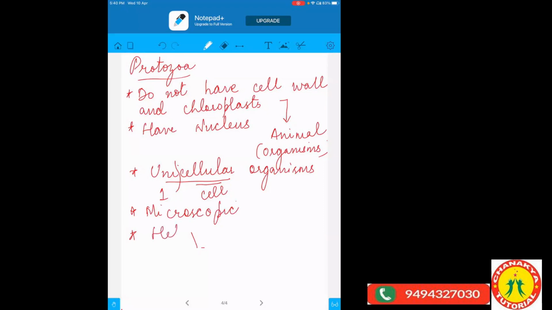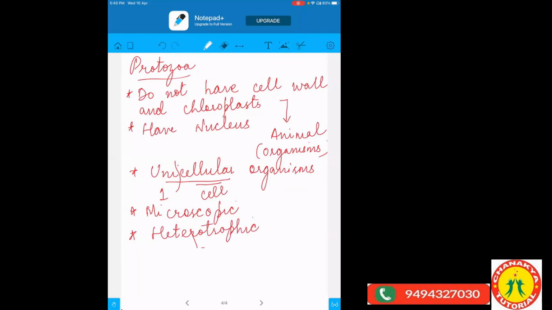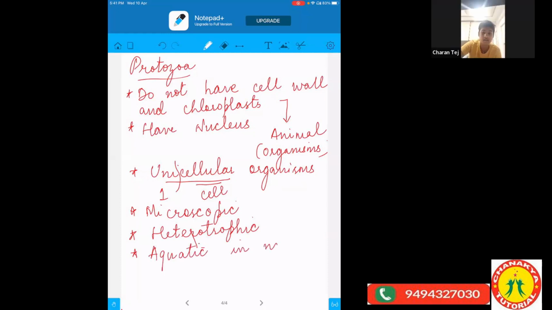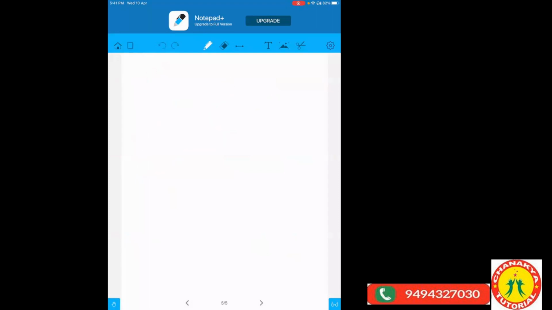Then they are heterotrophic. What do you mean by heterotrophic? Which depend on other organisms for food and shelter and nutrients. Very good. So they depend on other organisms for their nourishment. Then they are also aquatic in nature. What do you mean by aquatic? Which live in water. Correct. So mostly they are aquatic. And talking about the examples, the amoeba and paramecium are examples of protozoa.